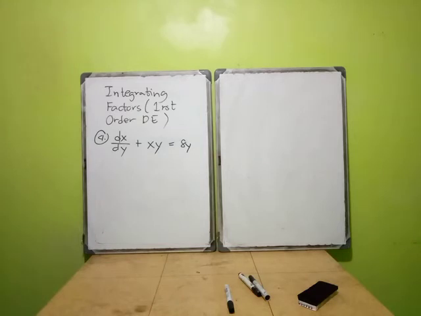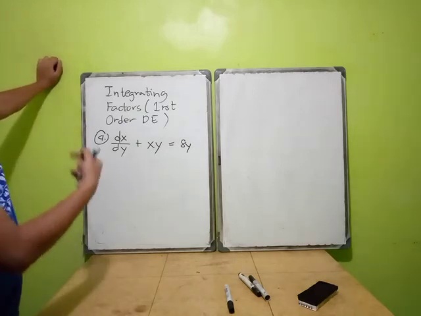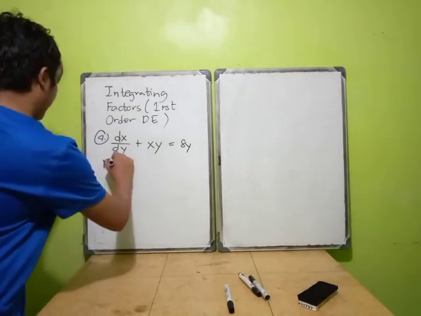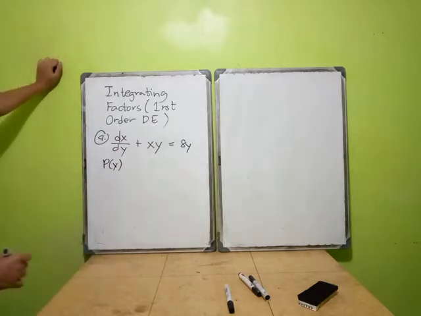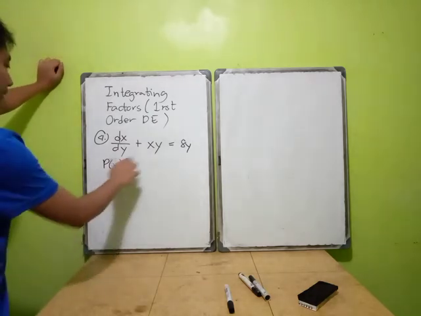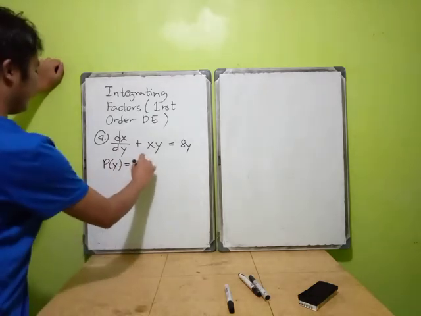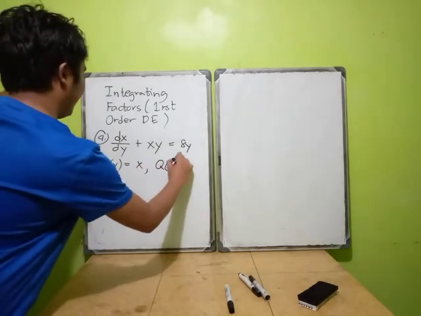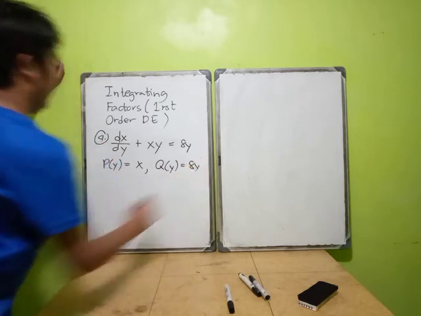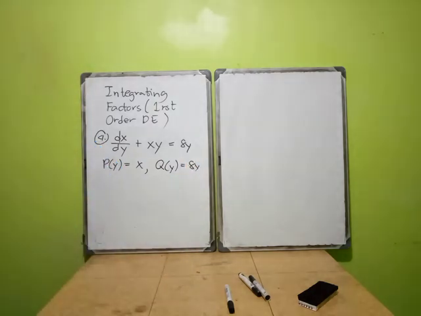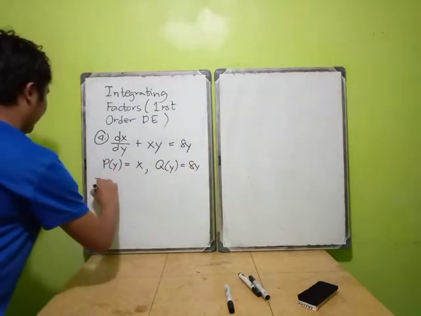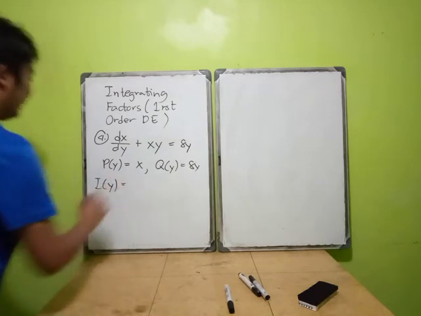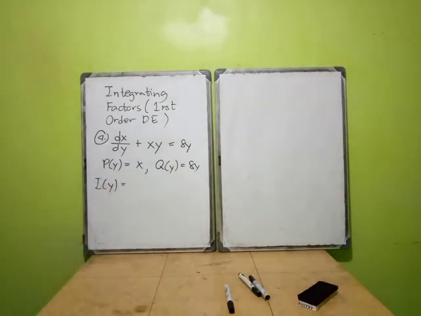Okay? So, normally, baliktad natin. So, instead na ang hanapin natin is si px and qy, ang gagamitin natin is si py at saka si qy. And obviously, si py natin dito is si x. Okay, baliktad na. And then, si qy natin is itong si 8y. Yan. So, ano naman yung integrating factors natin? Yung integrating factors na gagamitin natin is I of y.